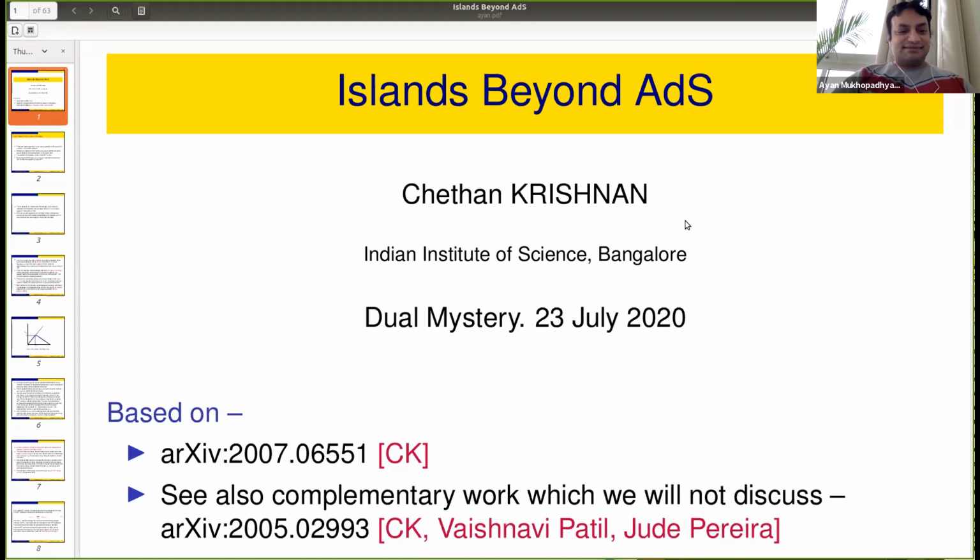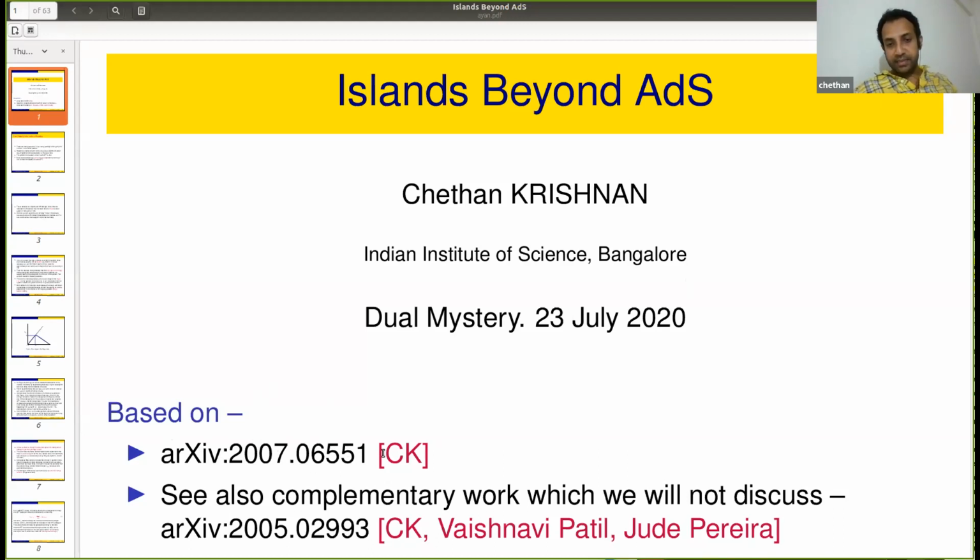So I'm going to talk about some recent stuff that I have been doing in relation to this information paradox stuff. The talk is basically going to be based, can you see the cursor, by the way? Yes, we can see it. Okay. So the talk is basically about this 2007 paper from this month.